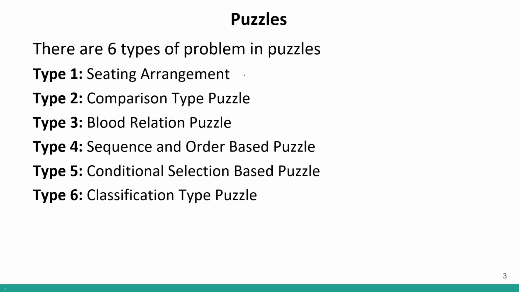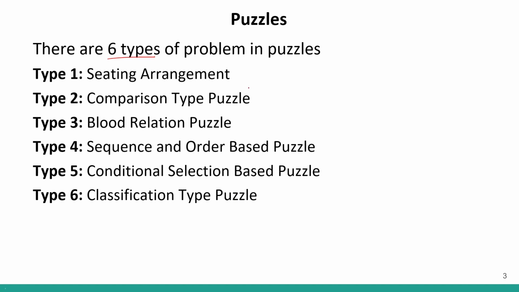Now, in the previous lectures, we discussed that there are 6 types of problems that can come in your puzzles, right? Type 1 was seating arrangement. Seating arrangement had further 4 types. Comparison type puzzles, blood relation puzzles. Type 4 was sequence and order based puzzles, conditional selection based puzzles, and classification type puzzles.